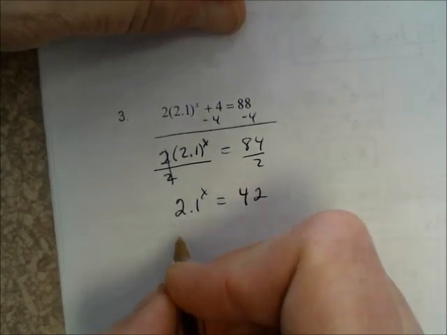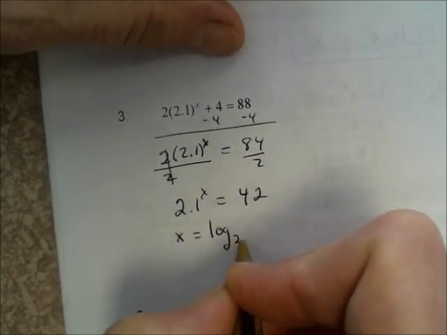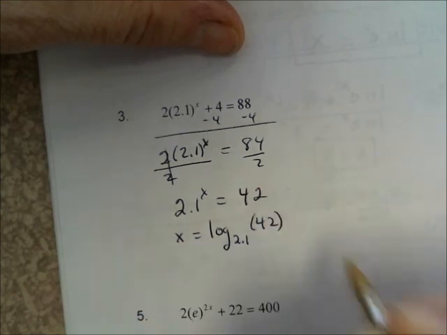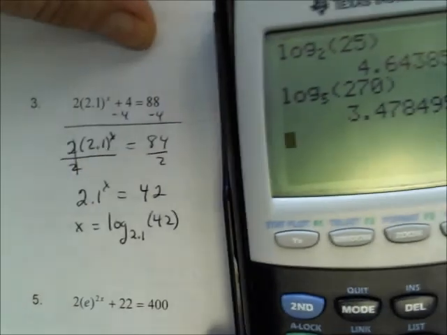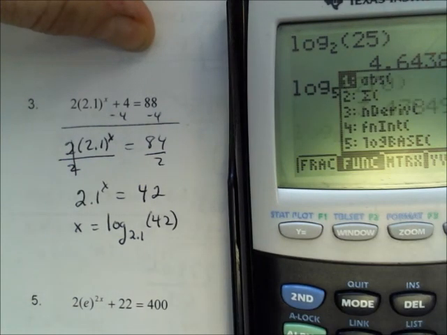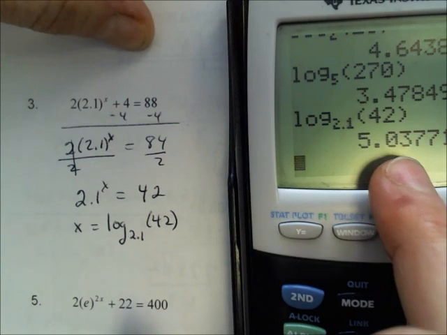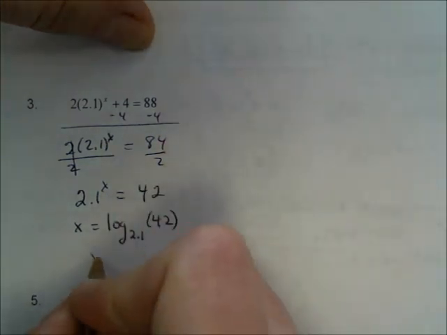And now we rewrite it as a log. X is the exponent on 2.1 that's going to yield a 42. So we're going to do log base 2.1, Alpha Window option 5, log base 2.1 of 42 is 5.03. We'll round it to the nearest tenth. This is 5.0.